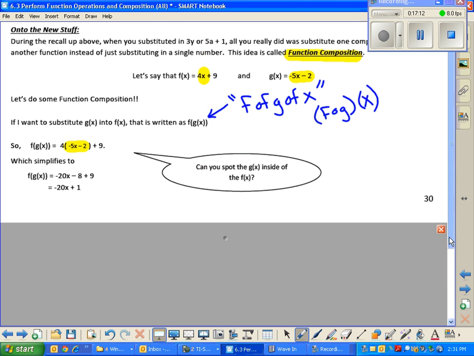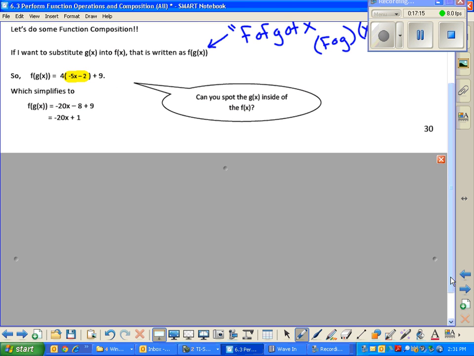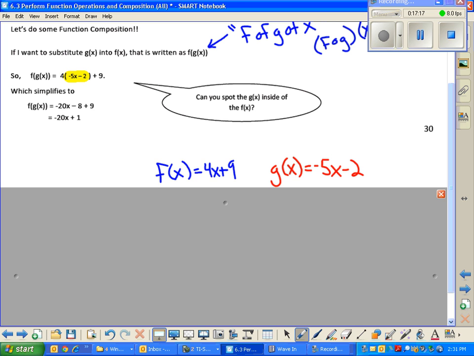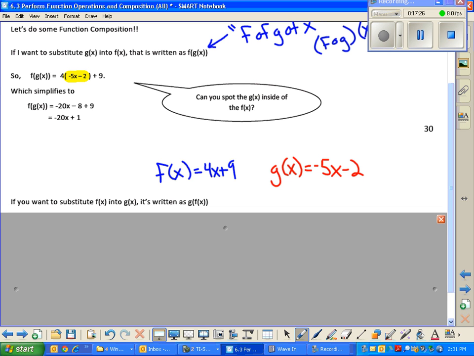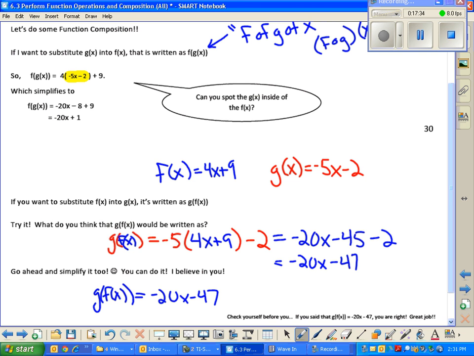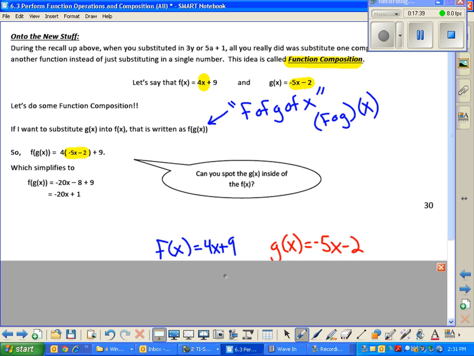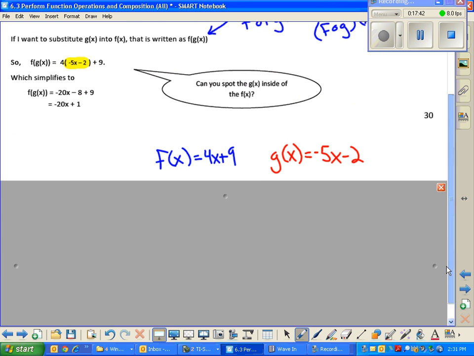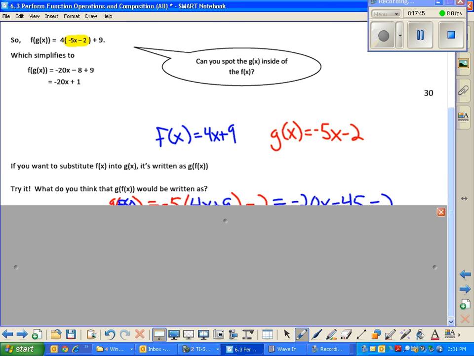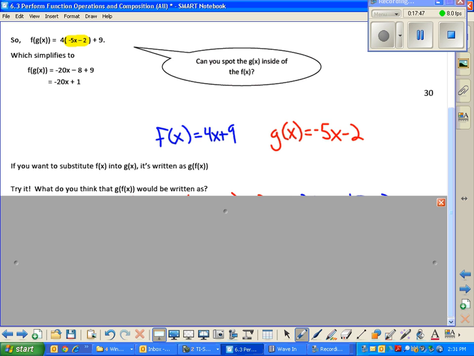And then we have another example to show you. So we have our two functions now still. f of x is 4x plus 9 and g of x is negative 5x minus 2. What if we wanted to do it in reverse? Let's do g of f of x this time, such that you could open up function g, and then plug in f of x where you see it.